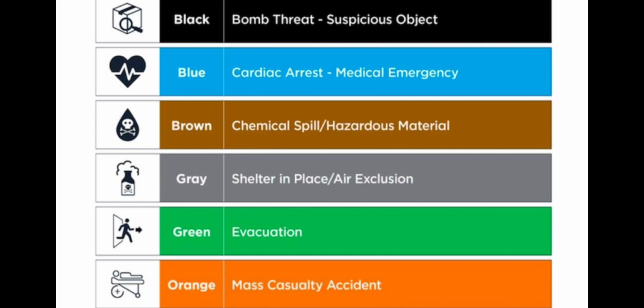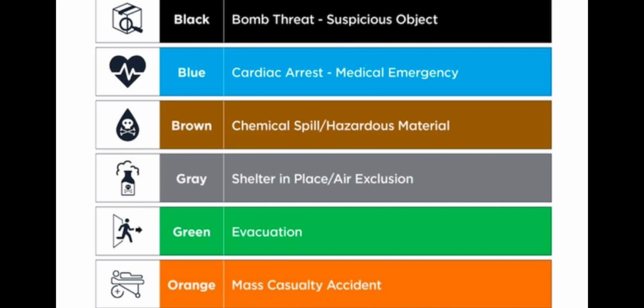Blue, cardiac arrest: you can see the ECG sign on this. Brown, chemical spill, hazardous materials: a hazard sign is near this. Gray, shelter in place, air exclusions: you can see it in the sign as well. Green, evacuation: you can see the sign. Orange, mass casualties: you can see the stretcher sign in this as well.